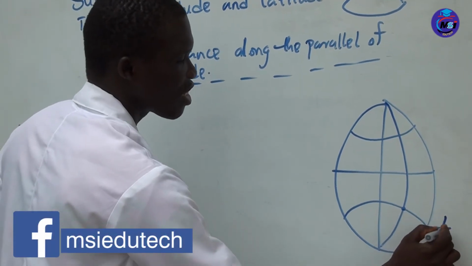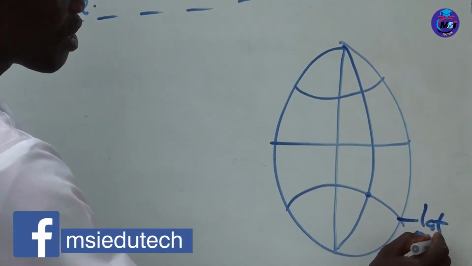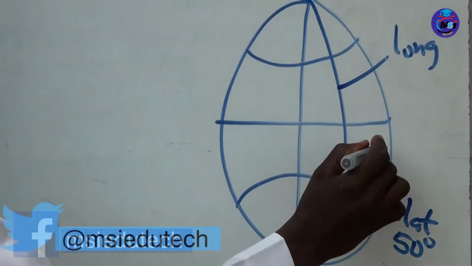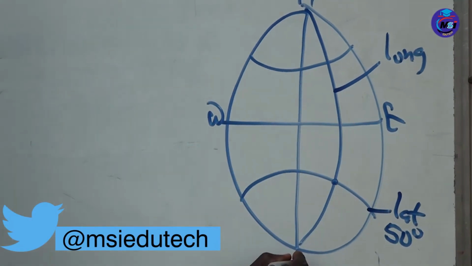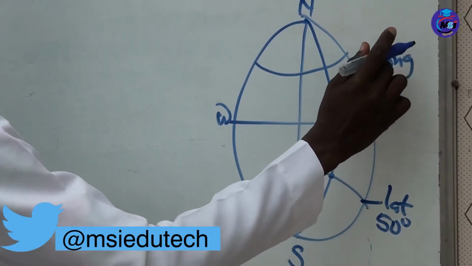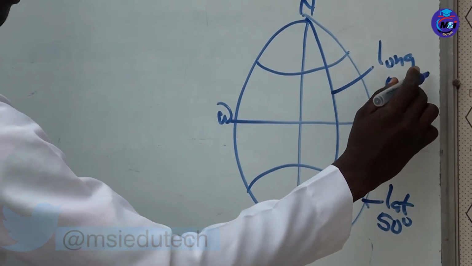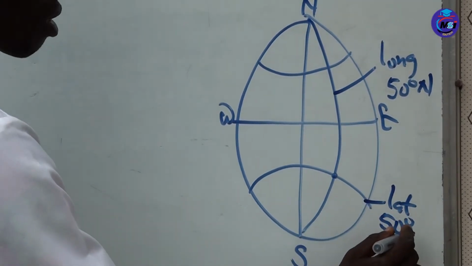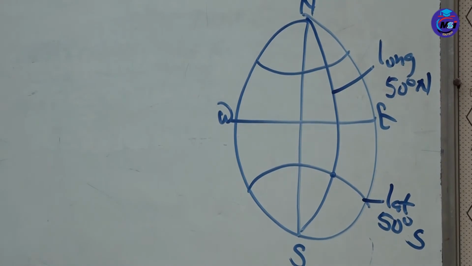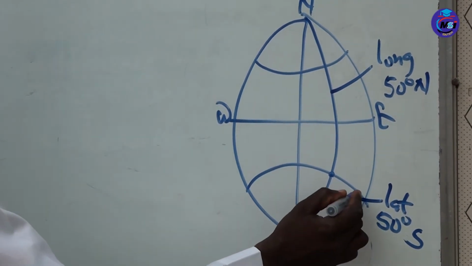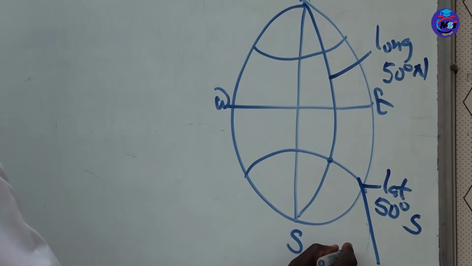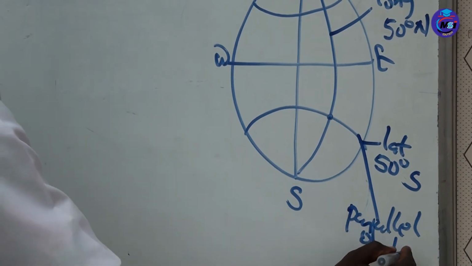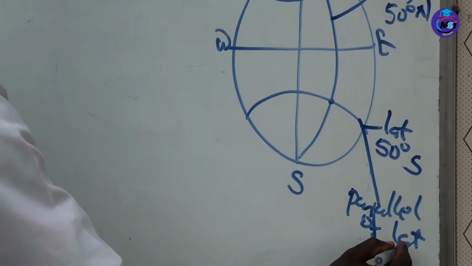This is latitude, let's say 50 degrees, and this is longitude. This is north, east, west, and south. Let's say this is longitude 50 degrees north. Okay, this is latitude 50 degrees south. Now this is what we call the parallel of latitude, which will give us 50 degrees south.